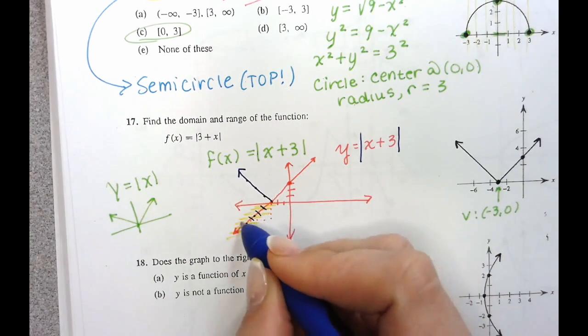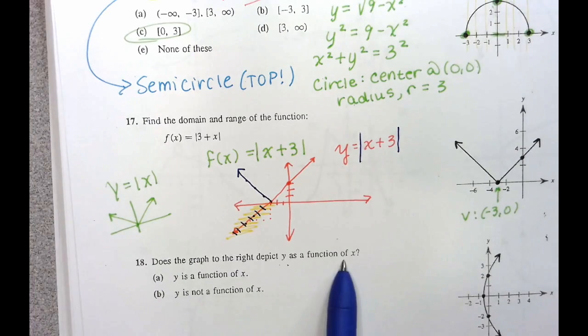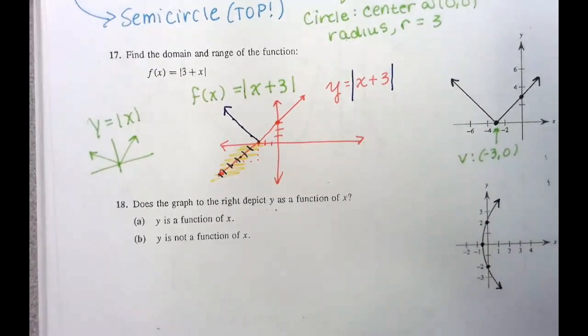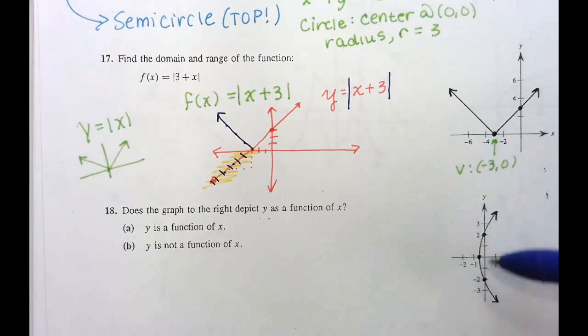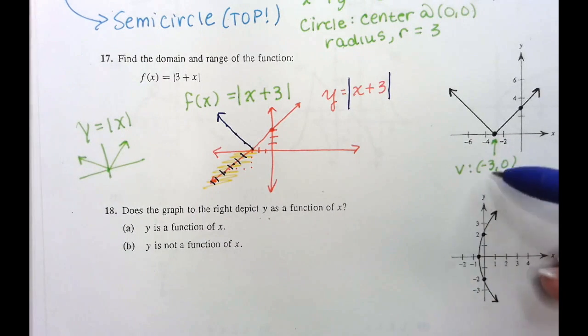So this is no longer in existence. That is gone. And thus the V-shaped graph is born. Does this graph depict a function of x? Absolutely not. Why not? It super fails the vertical line test. No good. We even have 2 y-intercepts. That's failing the vertical line test right there.